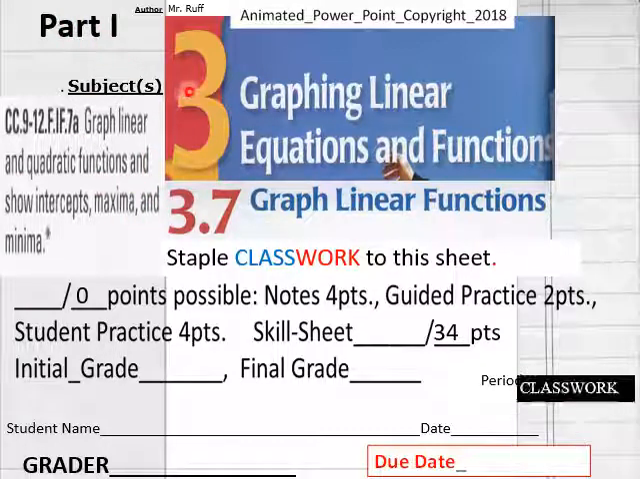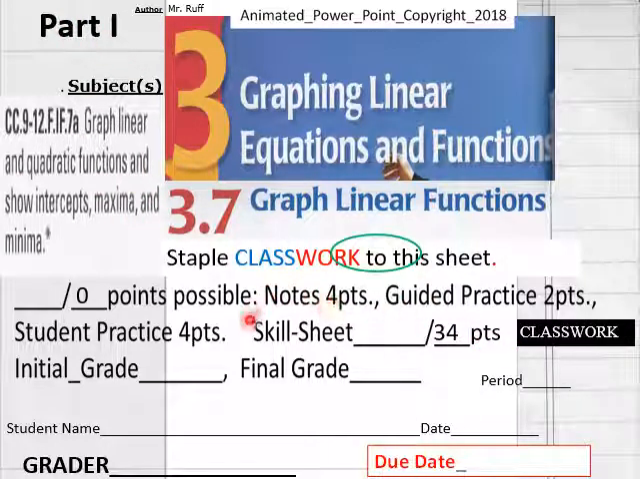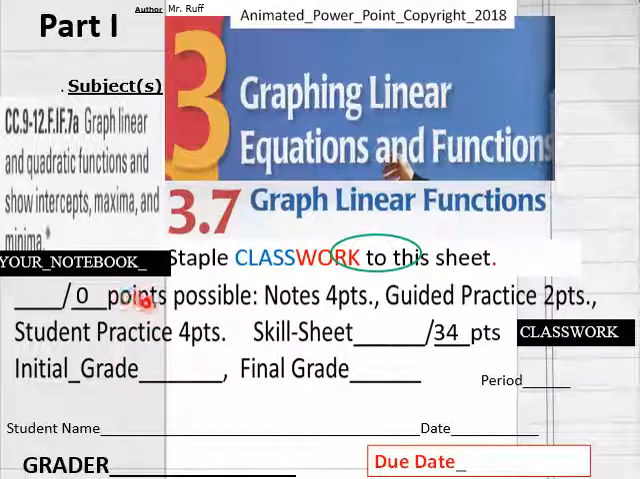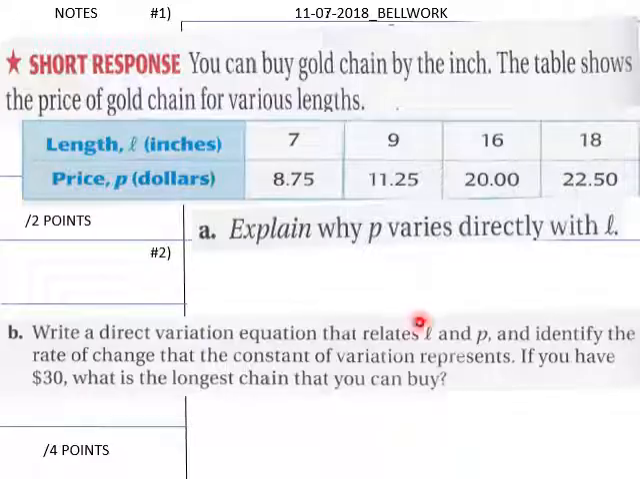It is part 1, and we have a 34-point skill sheet that you can acquire. But there's no notes to take here, so it's all skill check.